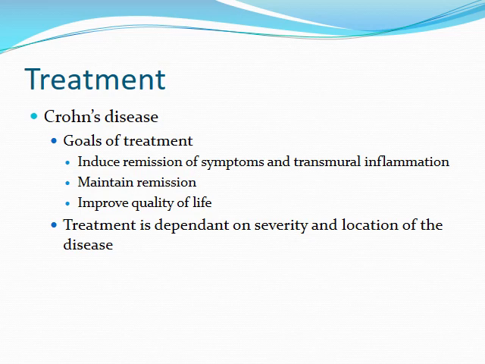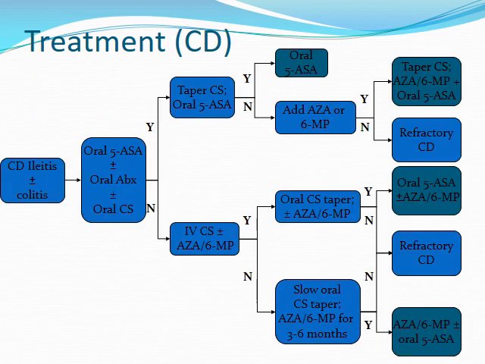For Crohn's disease, you'll see that the goals of treatment are very, very similar. Again, maintaining remission, improving quality of life, and the treatment is going to be pretty dependent on the severity and location of the disease. So say we have Crohn's disease, ileitis and colitis. Here, we focus on really only utilizing oral products. We're not going to really be using topical because this is going to be much more diffuse. Here, we're going to see oral aminosalicylic acid products being utilized, plus or minus oral antibiotics and oral corticosteroids.